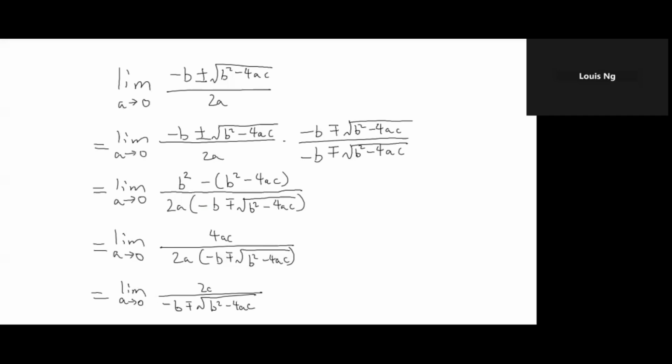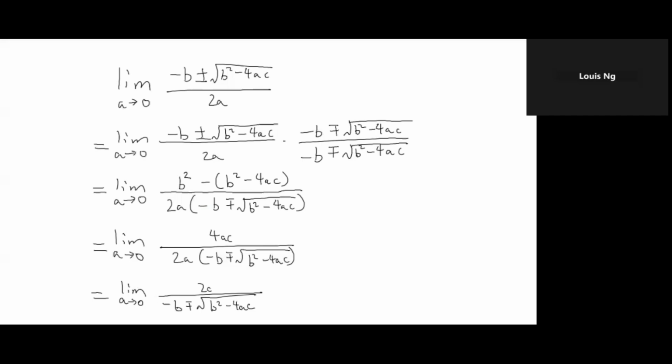This allows us to cancel out the b squared via subtraction, and then we'll be left with a 4ac on top, which can also cancel the 2a at the bottom. So we are left with 2c over negative b minus or plus the square root of b squared minus 4ac.